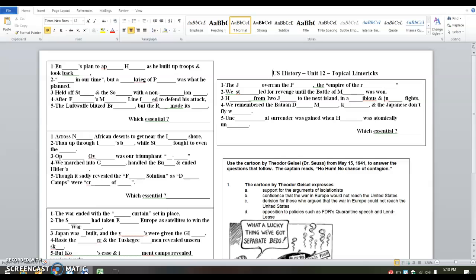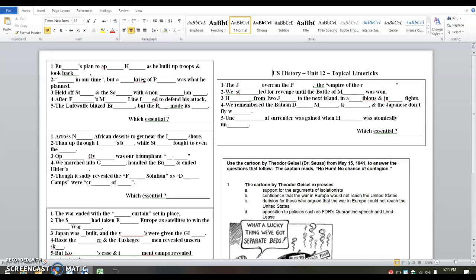Europe's plan to appease Hitler as he built up troops and took back land. Peace in our time, but a blitzkrieg of Poland was what he planned. Held off Stalin and the Soviets with a non-aggression pact. After France's Maginot Line failed to defend his attack, the Luftwaffe blitzed Britain, but the RAF made its stand. And that's 12.1, the beginning of the war.